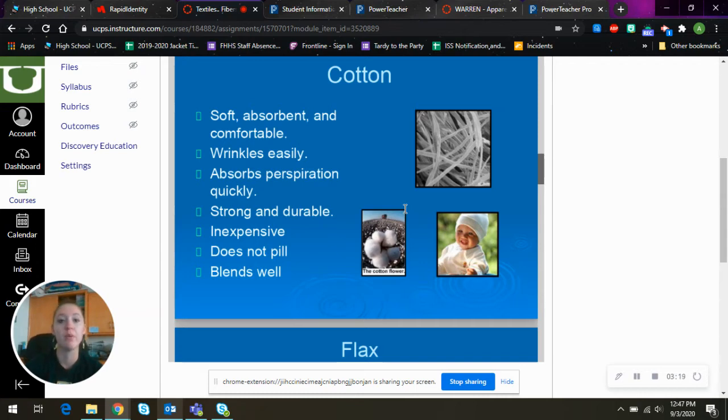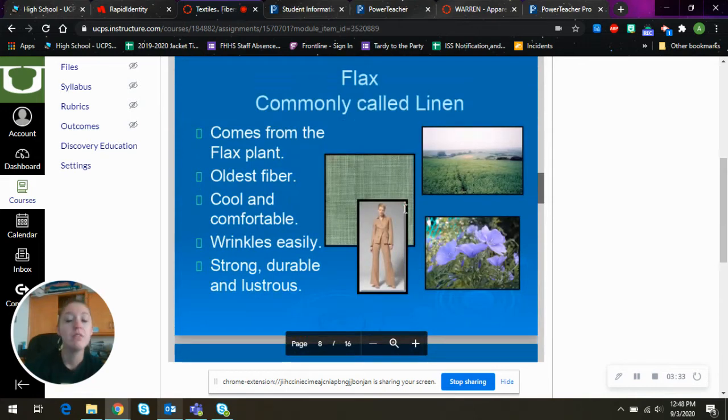So that's why a lot of people wear cotton throughout the summer, because it's very comfortable, it's very light, and then it also absorbs all the sweat. It's strong and durable, it's inexpensive, it doesn't pill, and then it blends well with other fibers. Flax, which is also commonly called linen, comes from the flax plant. It is the oldest known fiber. It is cool and comfortable, it wrinkles easily, but it's also strong and durable.